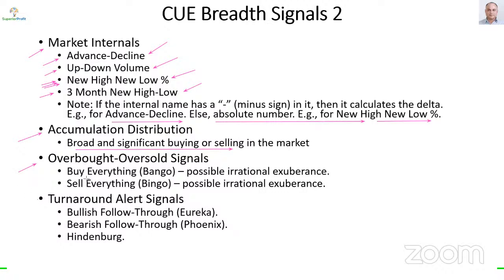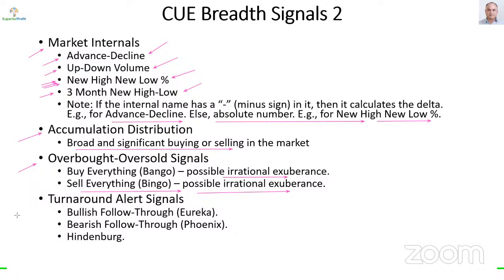One is BANGO, or buy everything, possible irrational exuberance, and sell everything, or bingo, even sell those of value. BANGO is buy everything, even those of not value, not enough fundamental value. Buy everything, BANGO, sell everything, bingo, possible irrational exuberance. Now, BANGO, bingo, I'll come back to that. Not only those, let's cover Eureka Phoenix.